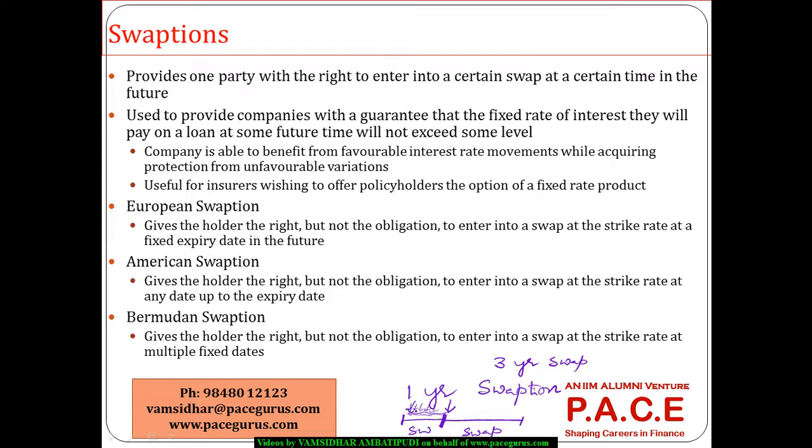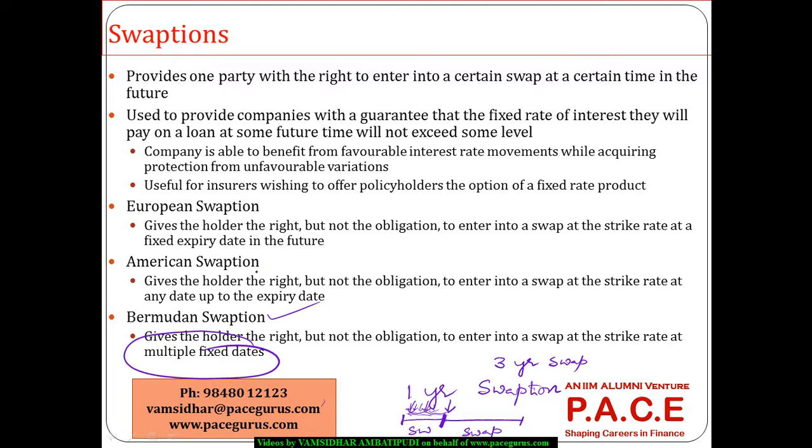Whereas if I am deciding at predetermined intervals of time, let's say after every month, I have the point of deciding whether I should go ahead with the swap or not. Multiple fixed dates. It's not any time between now and the next 1 year, but multiple fixed dates, let's say at the end of every month. Then we are calling it a Bermudan swaption. So these are the 3 different kinds of swaptions that are there.